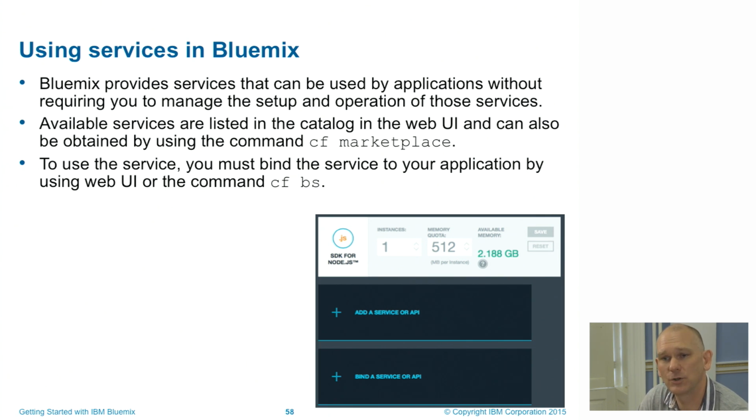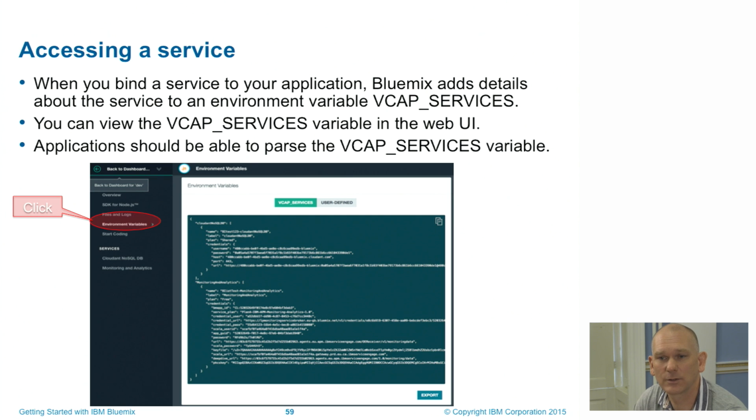For an application to use a service, it first needs to bind to a service. So I can do that from the user interface, or I can do it from the command line with the bind-service, the bs command. Once I've attached a service to an application, I then need to work out how the application can talk to that service. And the way that Bluemix achieves this is by setting an environment variable called VCAP_SERVICES.